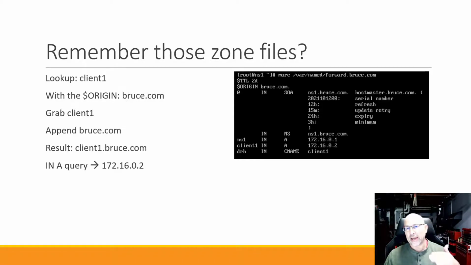So we grab client1, the resource record associated with client1. We append bruce.com. We find out that the class is internet, and then we find out that it's an address record. So that lines up nicely with this record here, and here is the answer, 172.16.0.2. And so that's what we would expect, and that's how it's actually constructed, and that's the interaction between the origin and the host name, and that's how you build a fully qualified domain name.